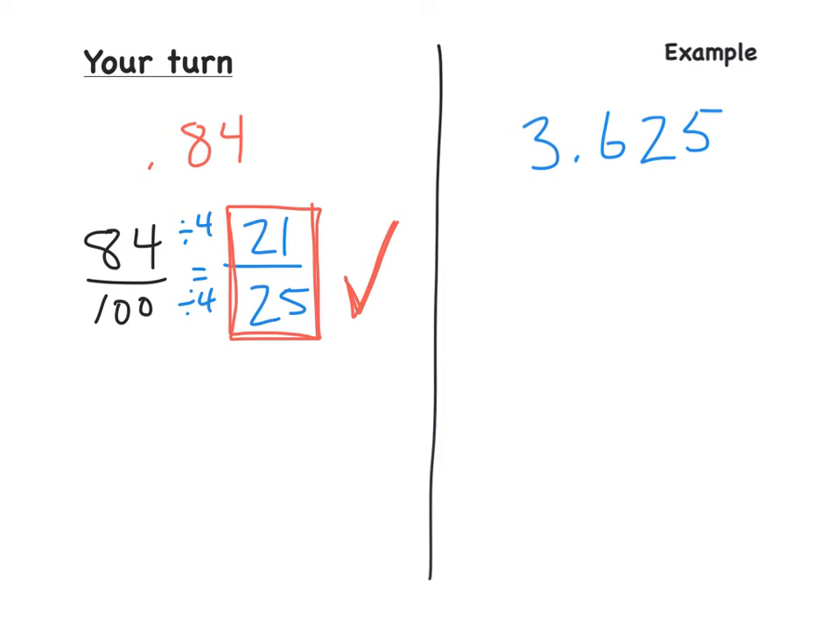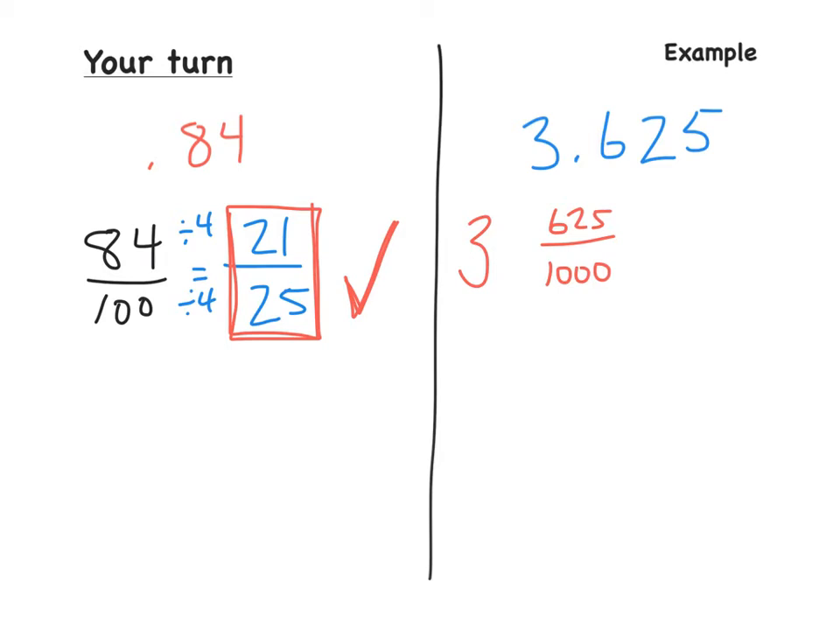So let's look at 3 and 0.625, or 3 and 625 thousandths. Remember, this 3 can just come off to the side. Let's just move it over to the side for now. Now we have 625 thousandths. We can write that as 625 over 1,000.